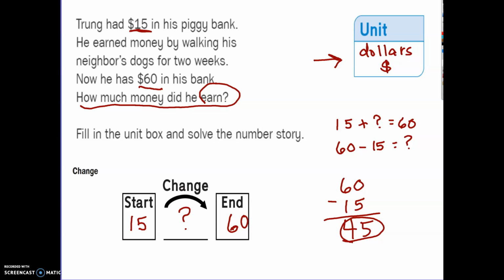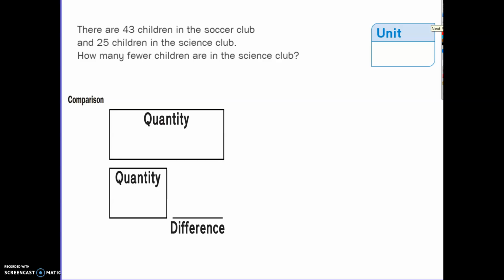Here's another problem. And I chose the diagram that works best, and I'll explain it to you after we talk about the problem. There are 43 children in the soccer club and 25 children in the science club. How many fewer children are in the science club? Well, again, we're going to read it more than once because we really understand what we are asked to do. There are 43 children in the soccer club. All right, so there's 43. And 25 children in the science club. Oh, there's 2 different clubs. Okay? And I need to find out how many fewer children are in the science club.